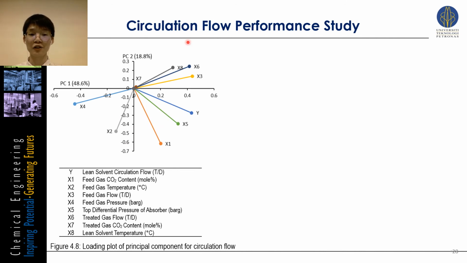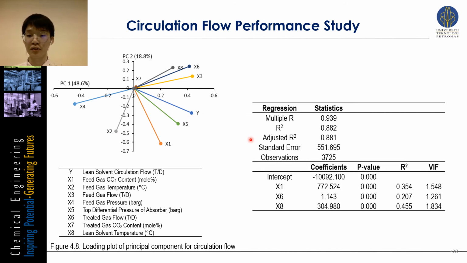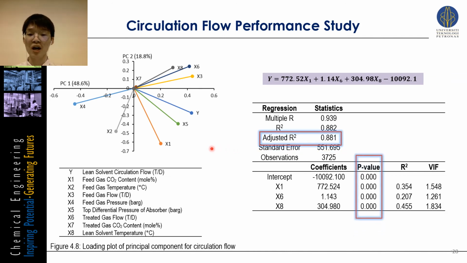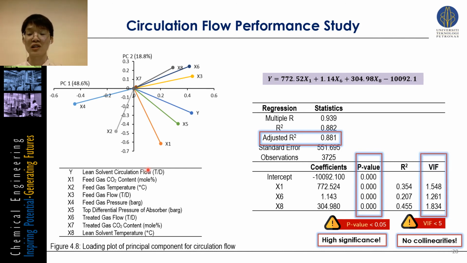Moving on, let us look into the circulation flow performance study. This is the loading plot of the principal components, and this is the result, with an adjusted R-square of 0.881 and 3 variables only. The p-value is 0, which is less than 0.05, showing high significance of the variables on the lean solvent circulation, and the VIF, which is less than 5, shows no collinearities in building this model.